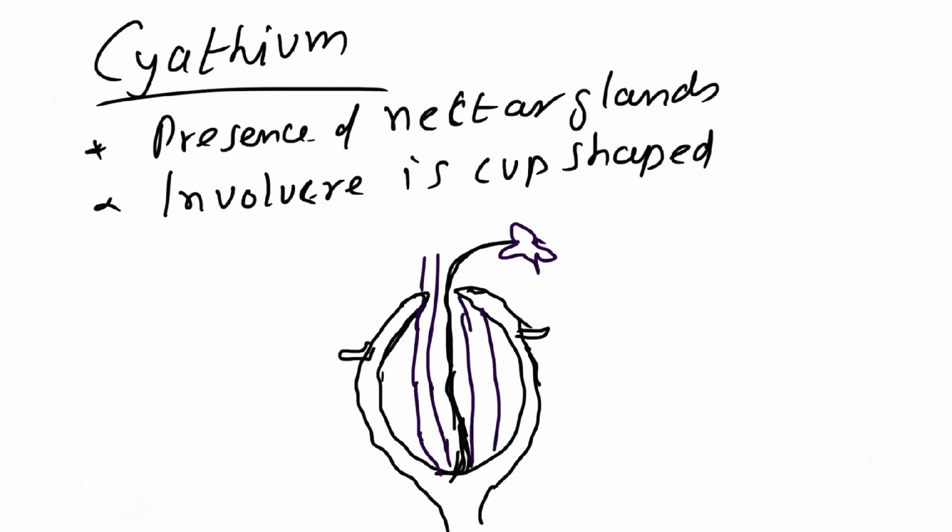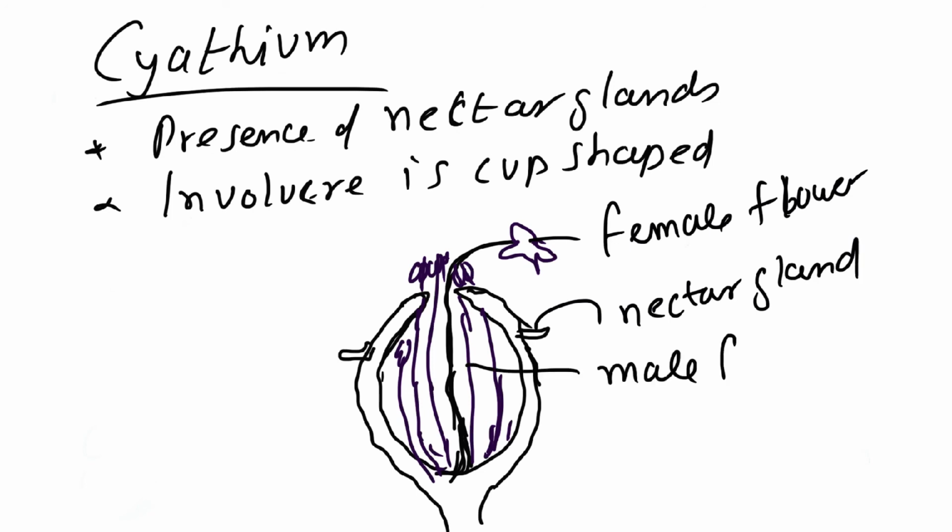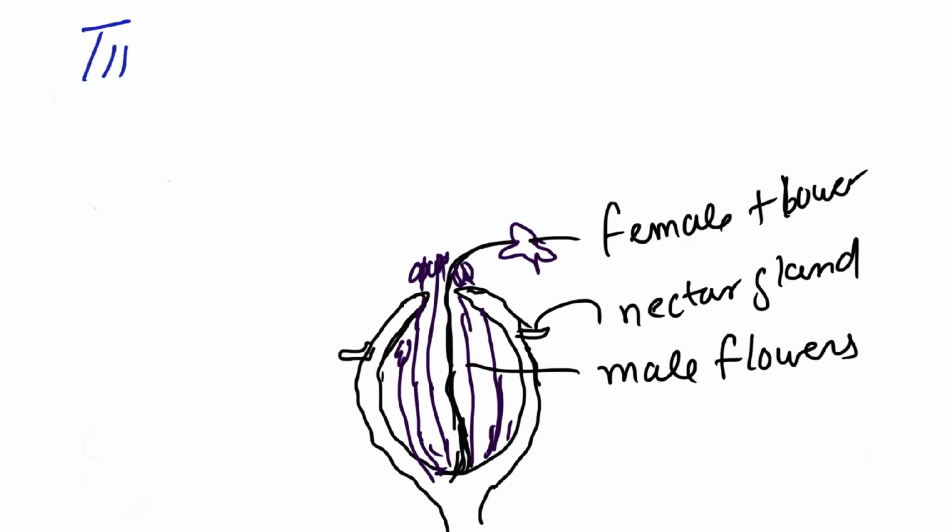So let's have a look at a diagram to get a better understanding. You have a central well developed female flower which is surrounded by a lot of male flowers on both the sides. You can see an extended development, which is the nectary gland, the glands which produce nectar. And we can easily see that the whole thing is quite cup shaped. Once again, note the point that if you have a look at the whole inflorescence, it looks like a single flower, which is one of the characteristic features of the Cyathium inflorescence.